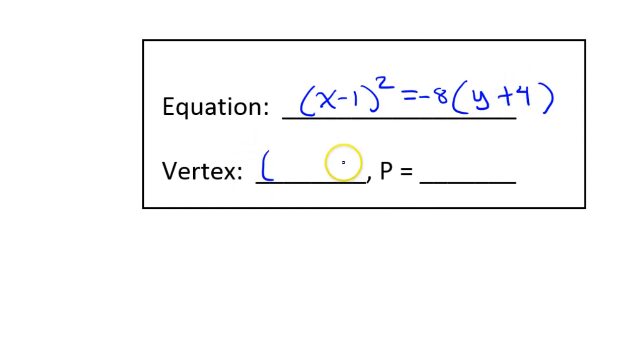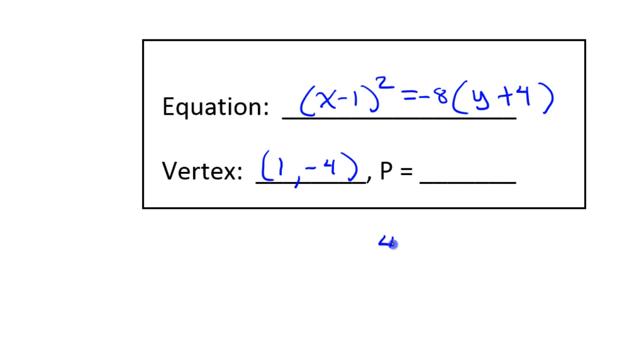All right, the vertex is going to be the opposite of this and the opposite of that. Be careful of the order. The x coordinate comes from the x part, so negative 1. Whoops. I did say the opposite, didn't I? The x coordinate should be positive 1, the opposite of this. The y coordinate should be negative 4, the opposite of that.